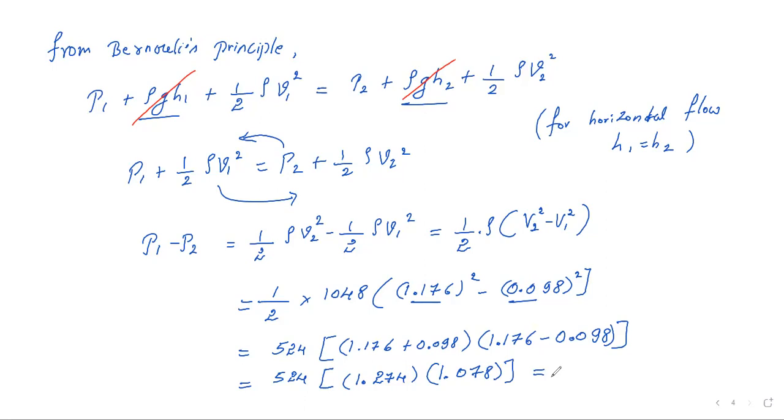Let's multiply it further: 1.274 into 1.078 into 524. So we are getting 719.64 Newton per meter square. So this is the pressure difference across the pipe.